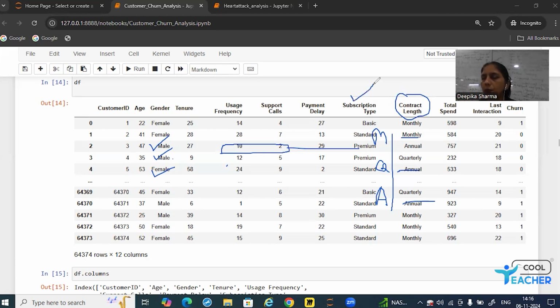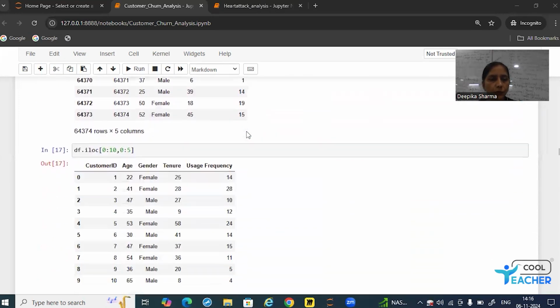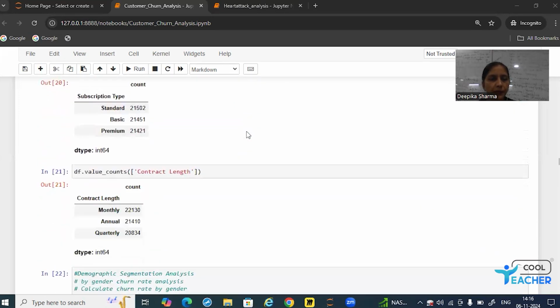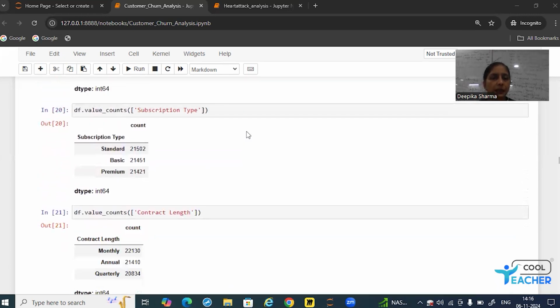And if I'm talking about the subscription type here, that means the basic, standard, or premium type is under consideration. So inside this data set, if I want to know the subscription type, let me check it out here. Here we can see subscription type is basically standard, 21,500 people took the standard subscription. The basic subscription has been taken by 21,451 people, and the premium subscription has been taken by 21,421 people.